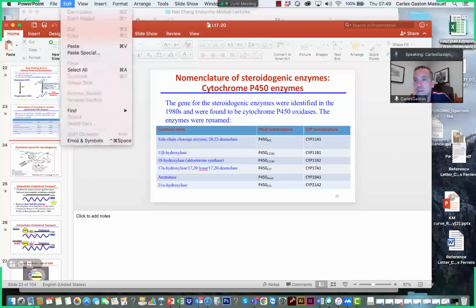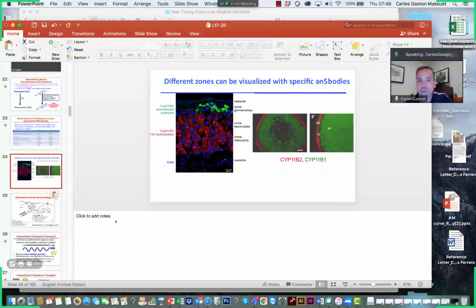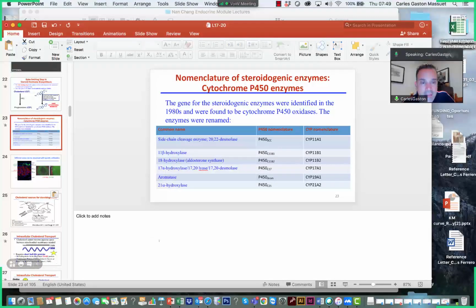Because it makes more sense now to show you. So, as I said, there are all these enzymes, CYP11A, CYP11B, CYP11B2, so on and so forth. Each one of these enzymes will affect the cholesterol, but it's localized in an area of the adrenal gland.